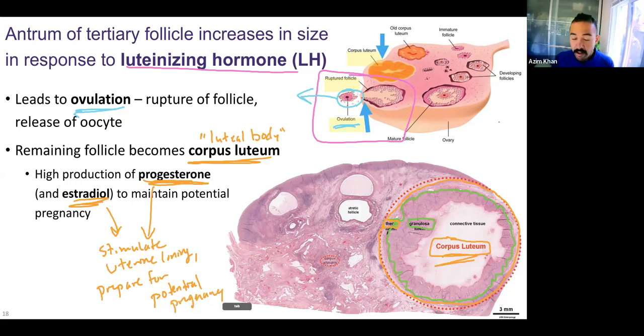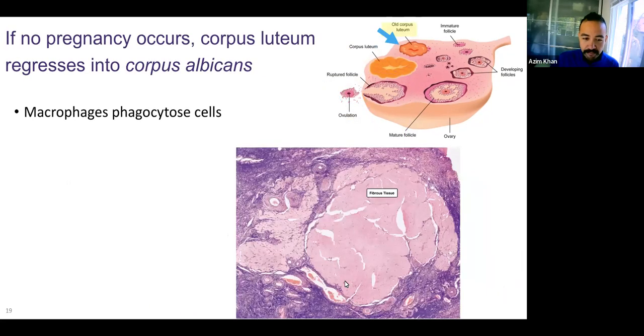The presence of a corpus luteum, again, is essential for preparing for and maintaining a potential pregnancy. There we go. If you do have a pregnancy, that corpus luteum will stick around and it'll continue releasing high amounts of estradiol and progesterone throughout pregnancy. If no pregnancy occurs, if sperm never fertilizes an oocyte, then that tissue will no longer be supported.